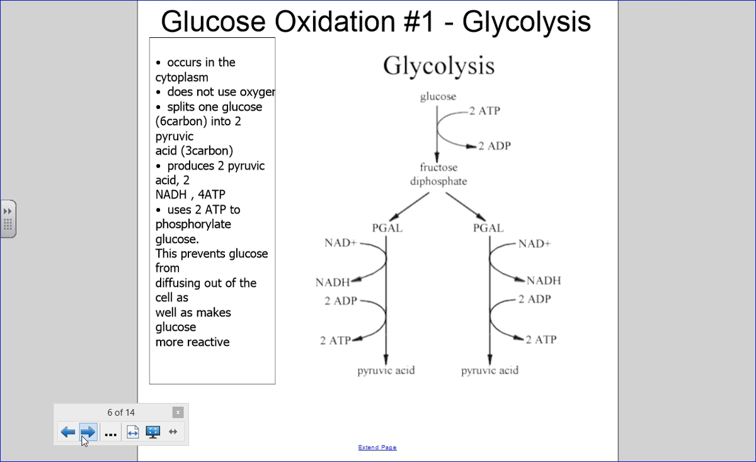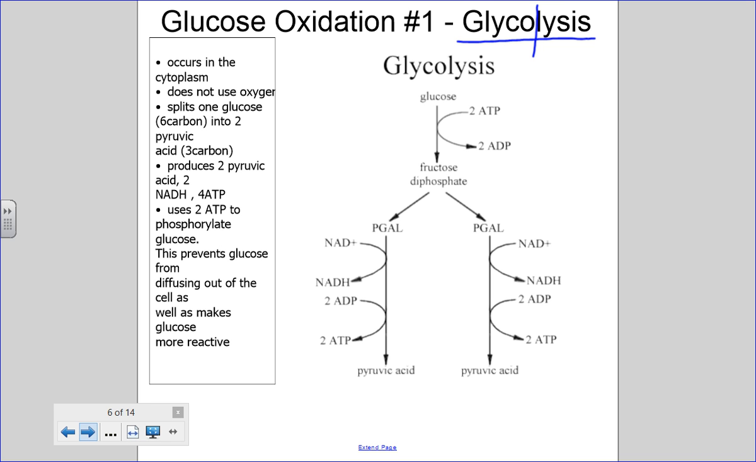So now on to things that are new. Glucose oxidation step number 1 is called glycolysis. If I look at the word, it has lysis in it, and this is the 3rd time that we've seen that piece of a word. Glycolysis. We've seen photolysis. We've seen hydrolysis. Lysis means that I am breaking something apart, splitting something in half. And glyco is talking about my sugar molecule, in this case, glucose.